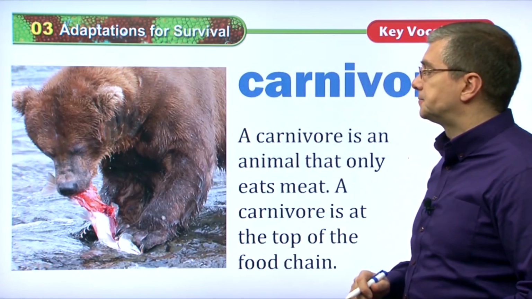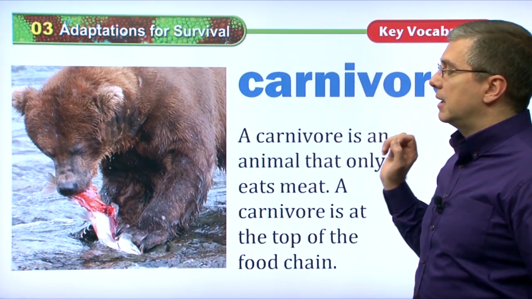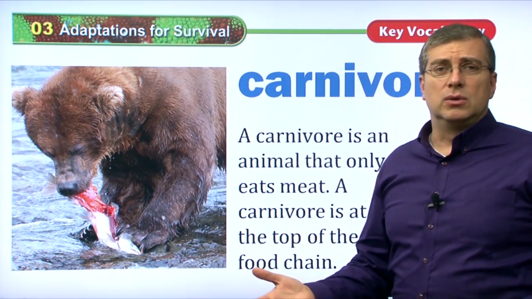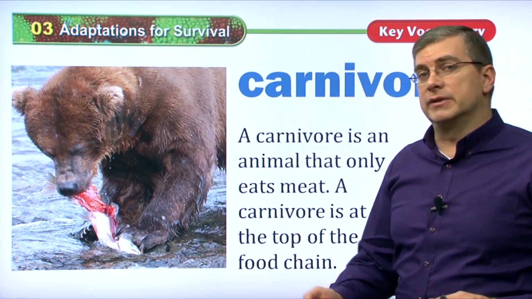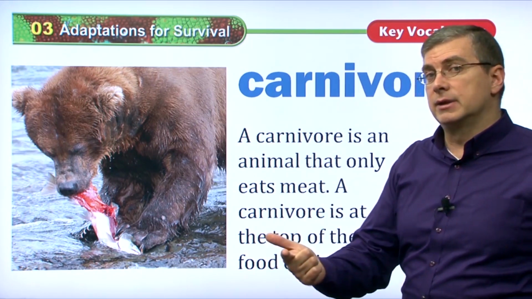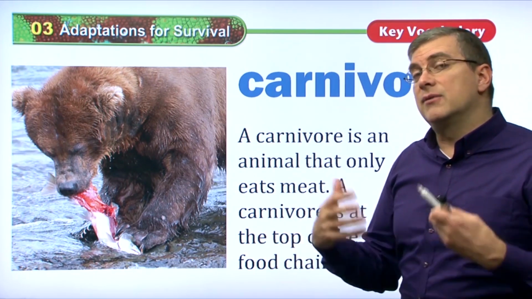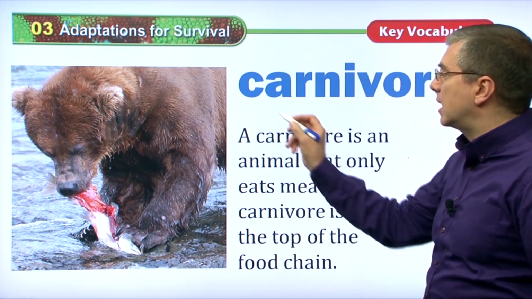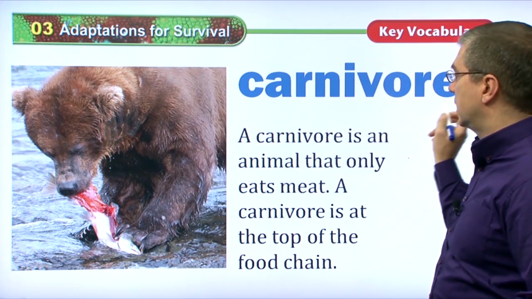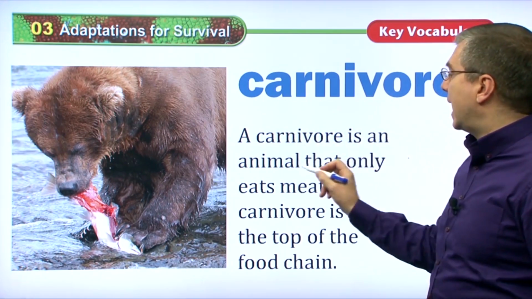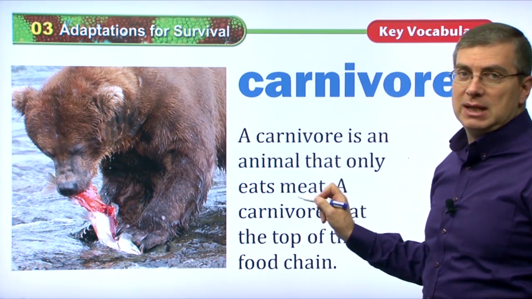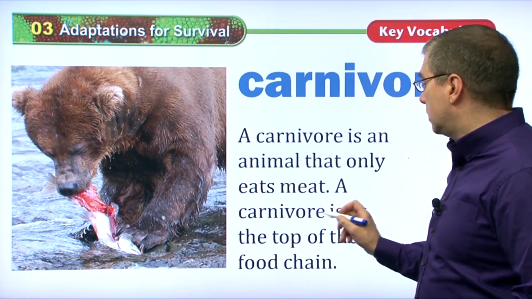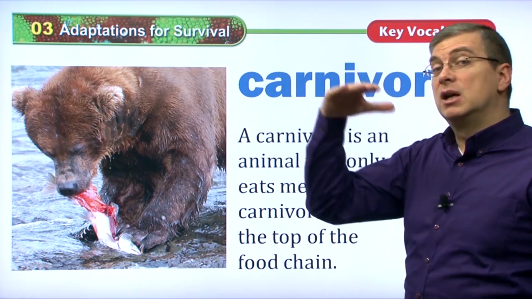So that's very interesting. Now, another thing that we can talk about with animals, an adaptation. Of course, all animals need food, right? There's two kinds of food sources, other animals or plants. Now, some animals have developed, they have changed their bodies so that they only eat other animals. We call those animals carnivores. A carnivore is an animal that only eats meat. So a carnivore only eats meat. A carnivore is at the top of the food chain.